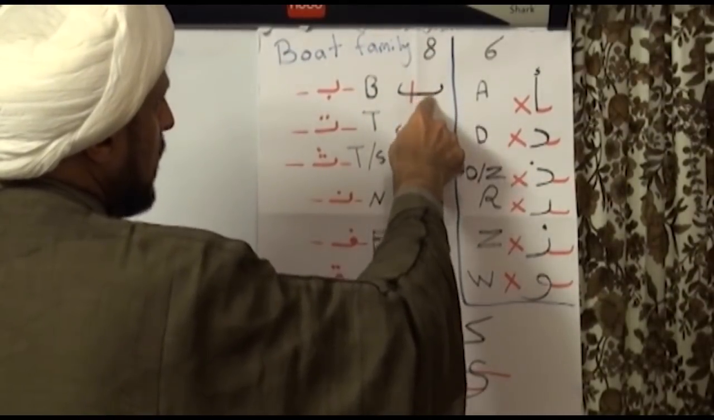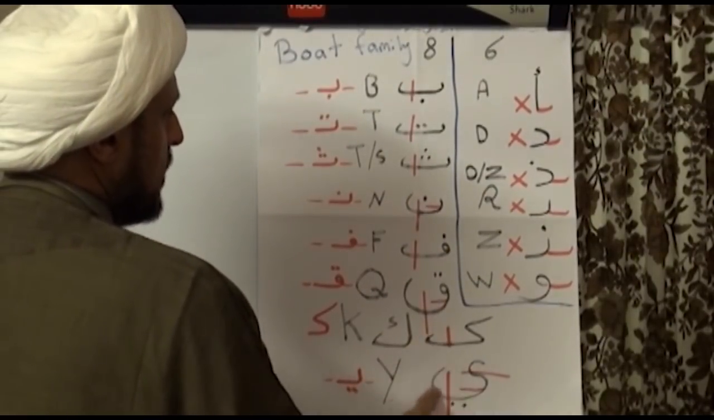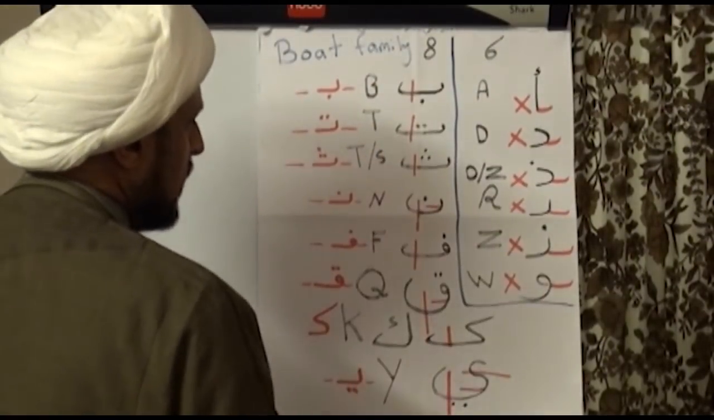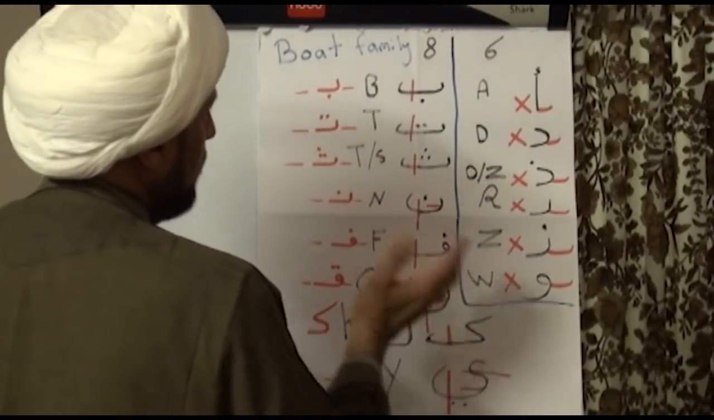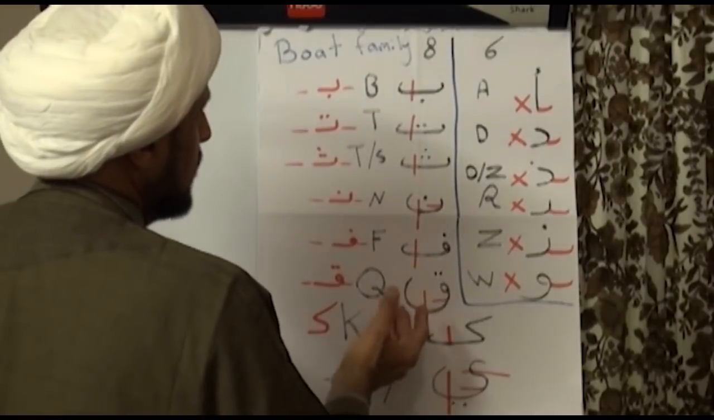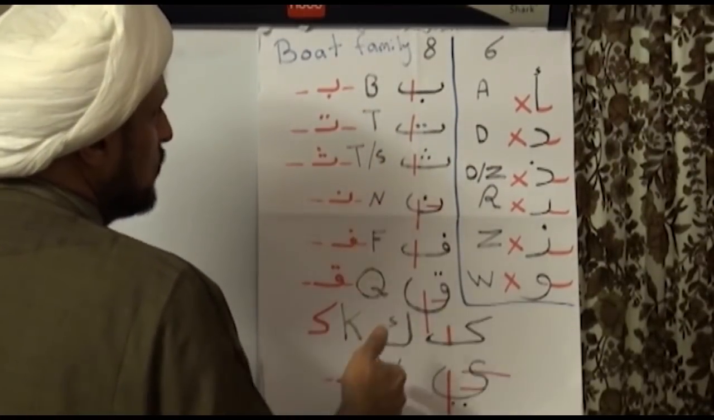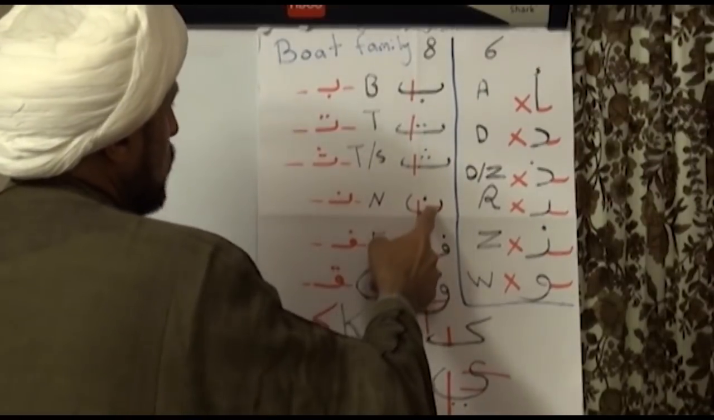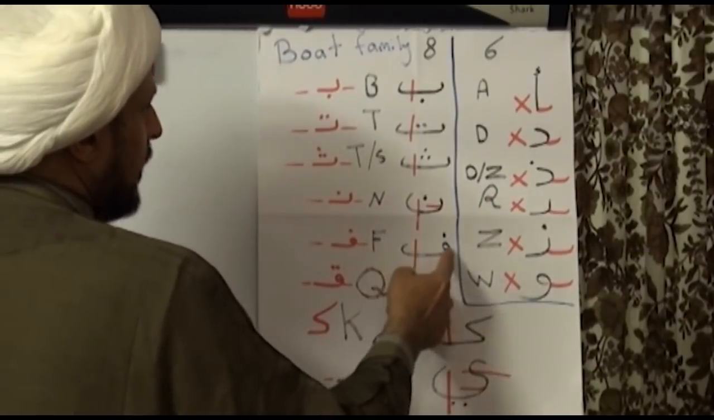And boat families: Ba, Ta, Tha, Na, Fa, Qa, Ka, Ya. We just cut the tail and connect them. So from both sides they get connected, from the left-hand side and from the right-hand side. And we have to cut their tail. Some of the letters we have to cut the tail and stretch them, like Noon. We cut the tail and we stretch them. This is how it looks.